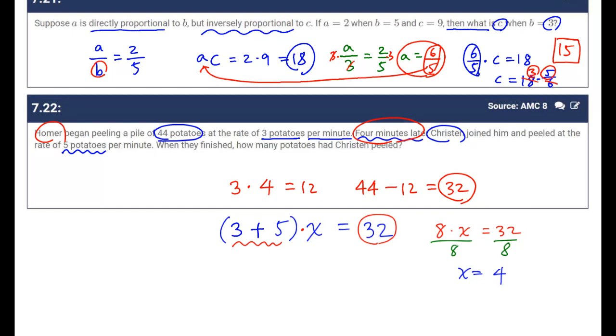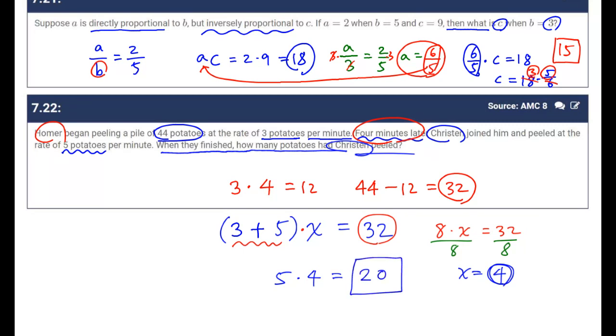Now, what's the question? Always read the final question, all right? Get full credit, not partial credit. When they finished, how many potatoes had Kristen peeled? So this 4 is 4 minutes, right? So during the 4 minutes, Kristen peeled 5 potatoes per minute multiplied by 4 minutes, right? So 5 per minute multiplied by 4. So the final answer is 20 potatoes peeled by Kristen.